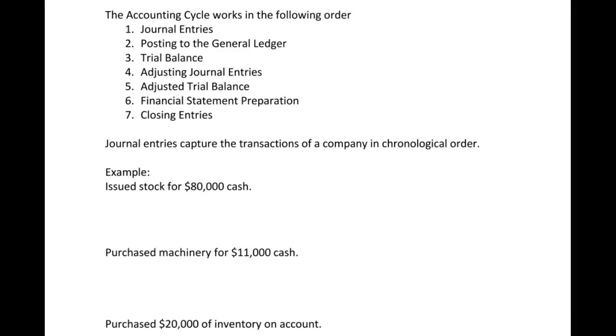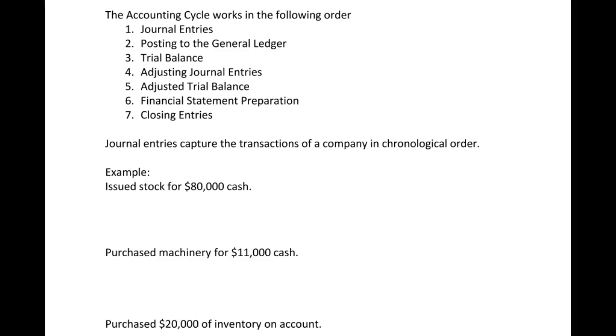All right, the second process will be posting to the general ledger. This can be done at the end of a period, at the month, quarter, whatever period you're looking at. This is our first stage of summarizing our information for the month or period or whatever we're looking at. The third step is the trial balance, which is just a listing of all our accounts to ensure our debits and credits equal.